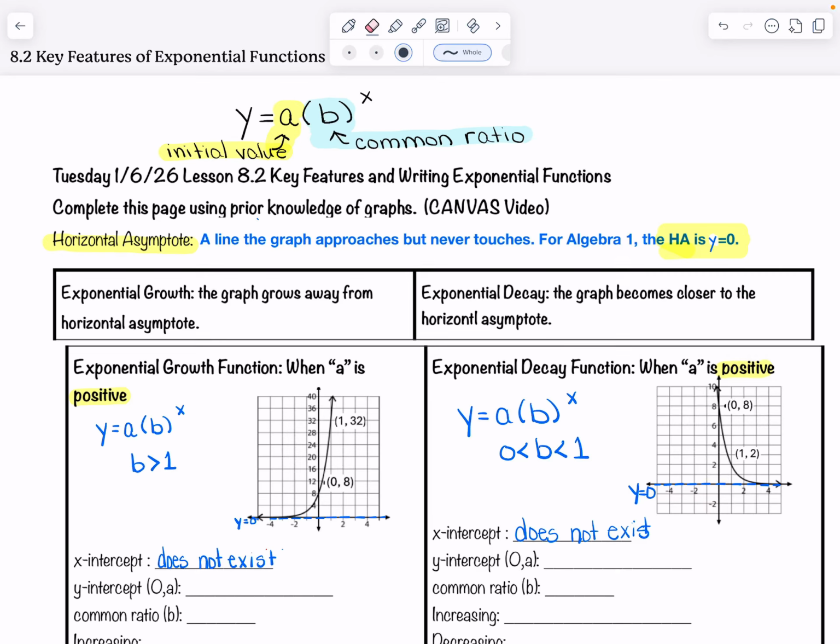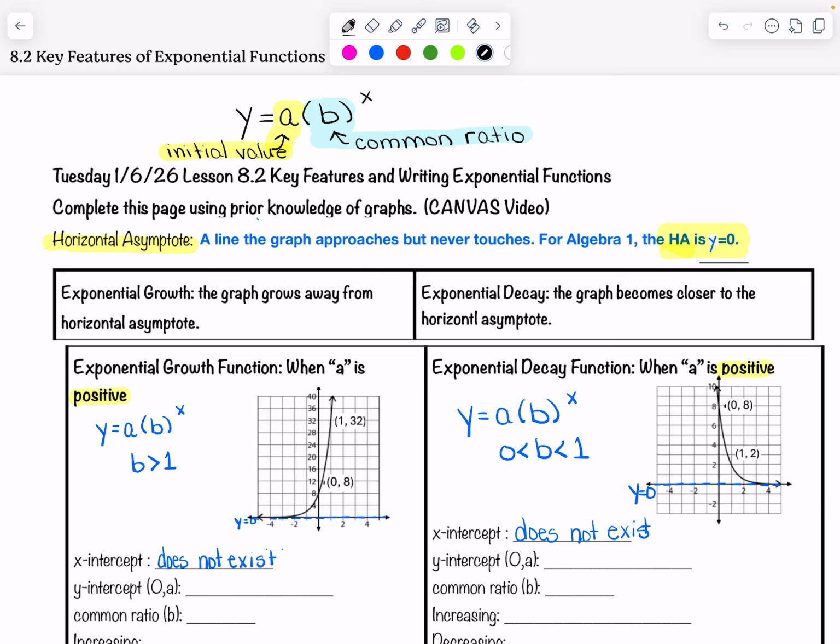Hey everyone, let's look at 8.2, key features of exponential graphs. We're going to be looking at what's called a horizontal asymptote. A horizontal asymptote is a line that the graph never ever touches, but it approaches, so it tries to get closer and closer to. Now, we are going to set this at y equals 0 here in our class. Although that can change, our horizontal asymptote is always going to be y equals 0.